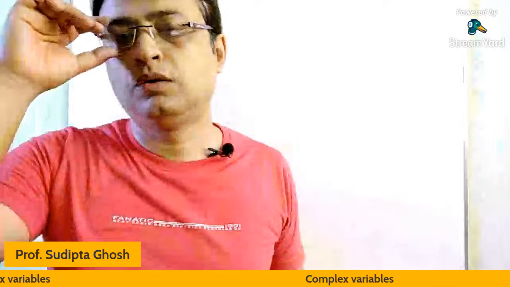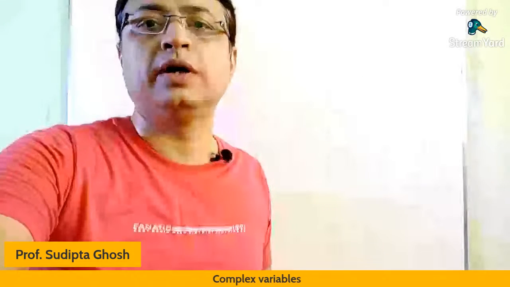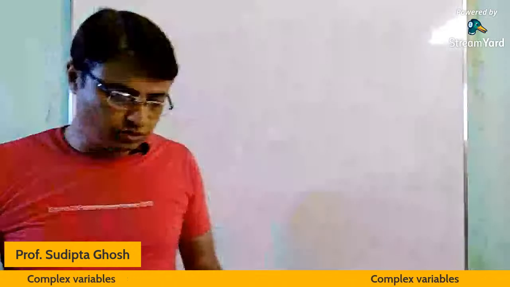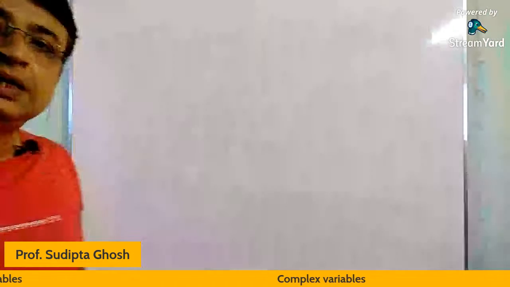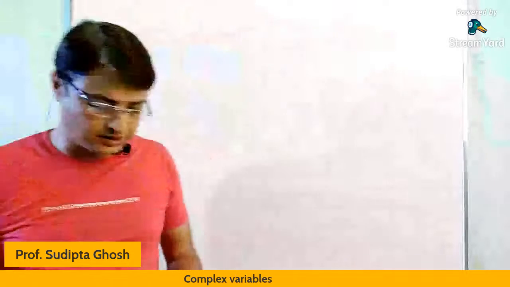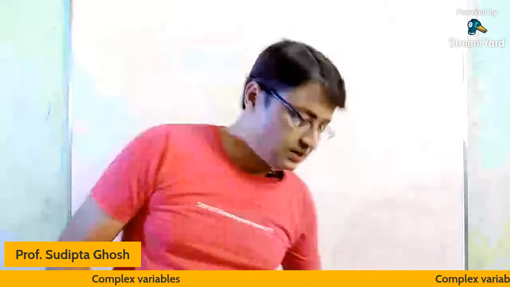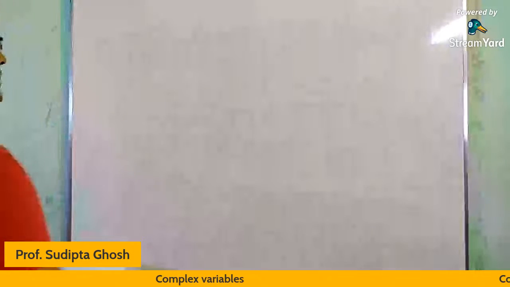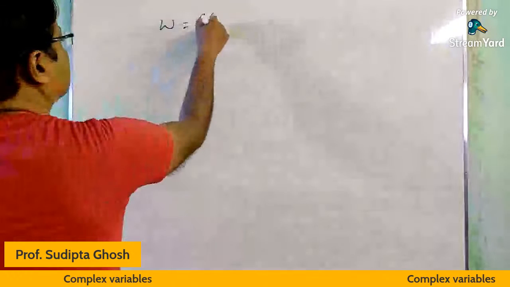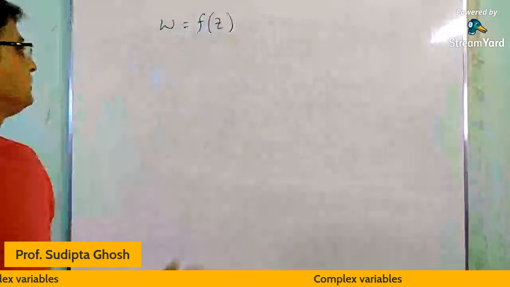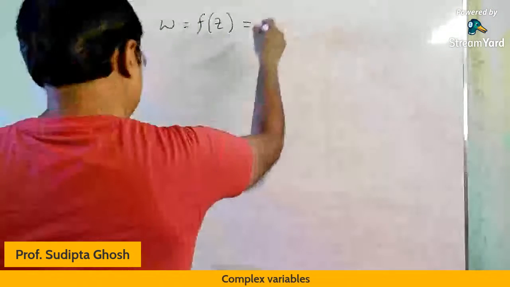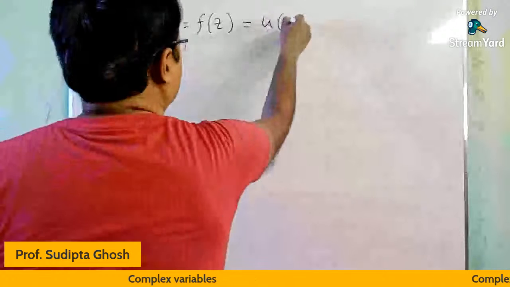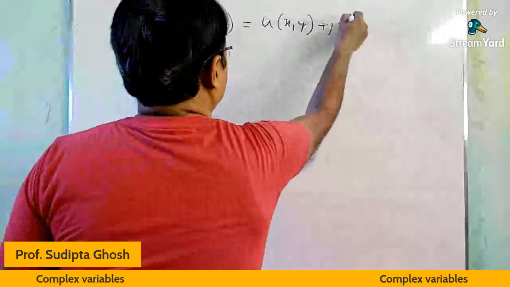Okay, fine. So let's move on to our next topic, that is derivative of analytic functions. So let's find out the derivative of any analytic function. Again, for this, w is considered as a function of z, which can be written as u(x,y) plus j v(x,y).